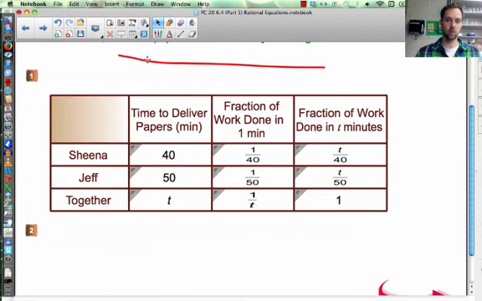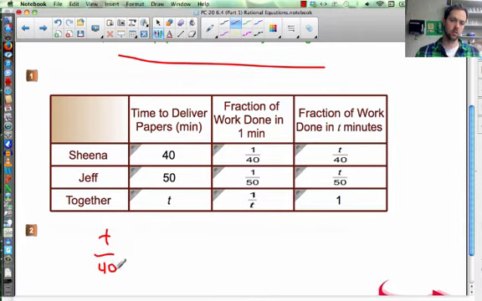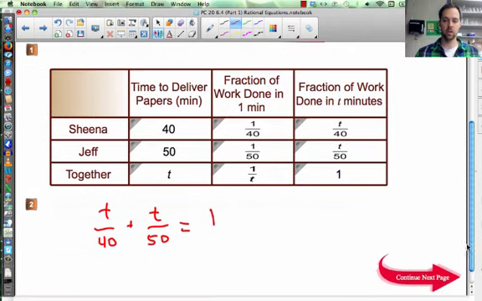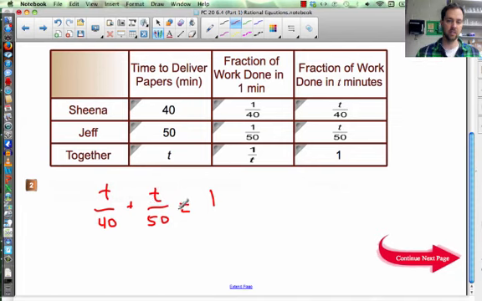And they're working together. So here's how we figure this out. Sheena does T out of 40. Jeff does a little less, T out of 50. But when they do T out of 40 work and T out of 50 work, that's all of the work done in the amount of time T. So here's our rational expression.